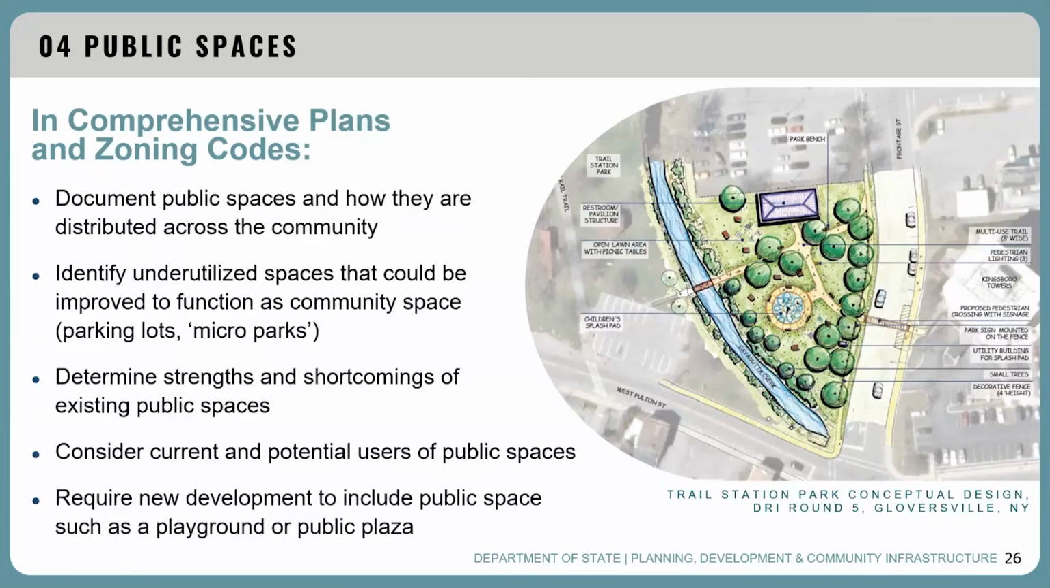A planning process could identify underutilized spaces that could be improved to function as a community space. For instance, making use of a parking lot or creating a pocket park in an unassuming side yard. In addition to looking for new spaces, a planning process should seek to determine the strengths and shortcomings of existing spaces, and of course, all of this should be done with the consideration of both current and potential users of public spaces in a wide range of interests and abilities.